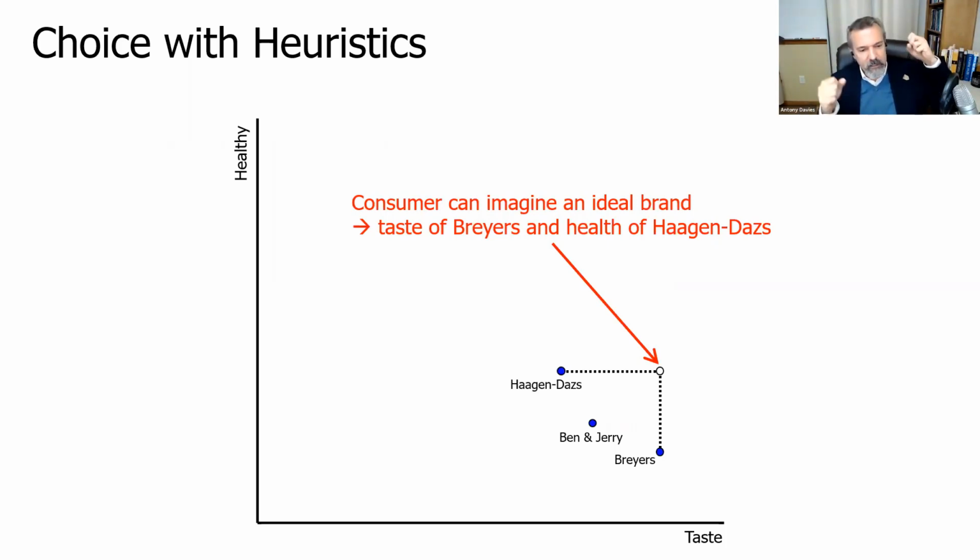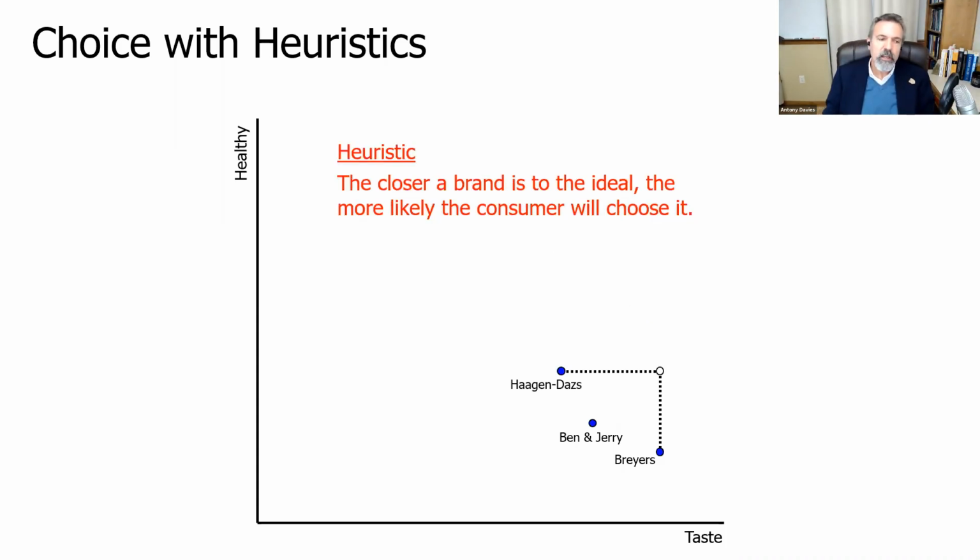The ideal is something with the taste of Breyers and the calories of Haagen-Dazs, and certainly somewhere out there has got to be something that has that ideal. And so the heuristic that people will tend to use is the closer a particular brand is to the ideal, the more likely the consumer is to choose that brand. And so you see Ben & Jerry's here, and Ben & Jerry's is kind of far away from this ideal point. Ben & Jerry's, this would have been about 15 years ago.